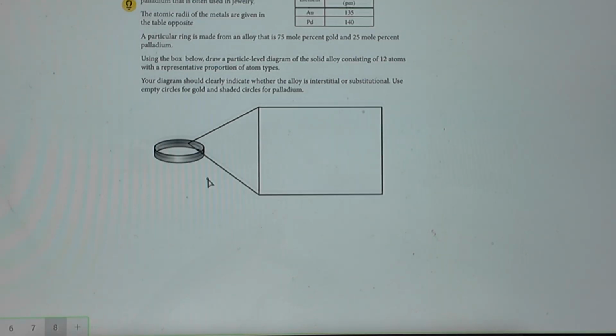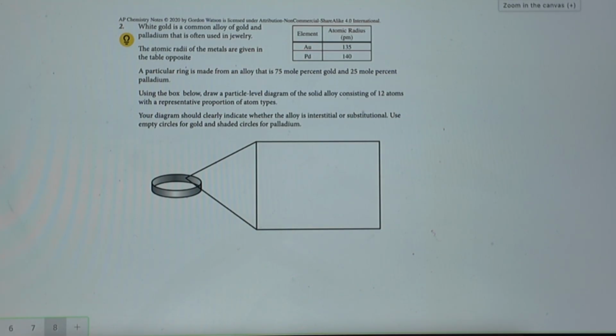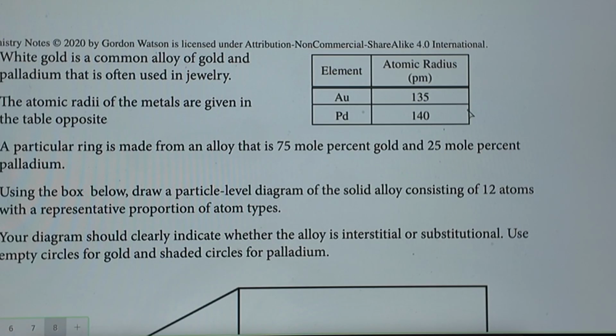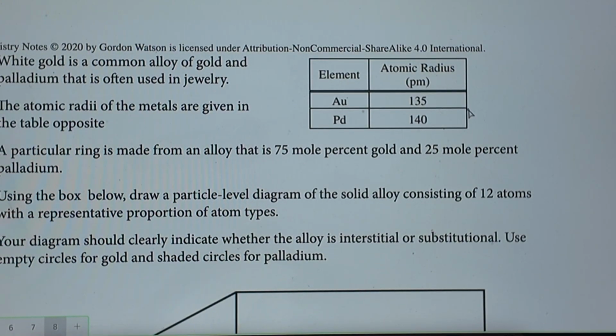Okay, what is it? Hopefully one more question. Oh, I remember going over this question. Okay, this is a pretty easy question. So white gold, and this is true, is a common alloy of gold and palladium. And this is why there's some jewelry that looks like it's stainless steel, but it's actually white gold. And so it's often used in jewelry. This is very true. And the atomic radii of the metals are given in the... Okay, so the atomic radii are virtually the same, give or take very little.